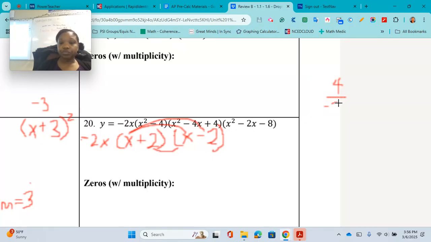Negative 2 times negative 2 is positive 4. Also, negative 2 plus negative 2 is negative 4. Two numbers that multiply to give me 4 and add together to give me negative 4. That's negative 2 and negative 2. So that would be x minus 2, x minus 2.